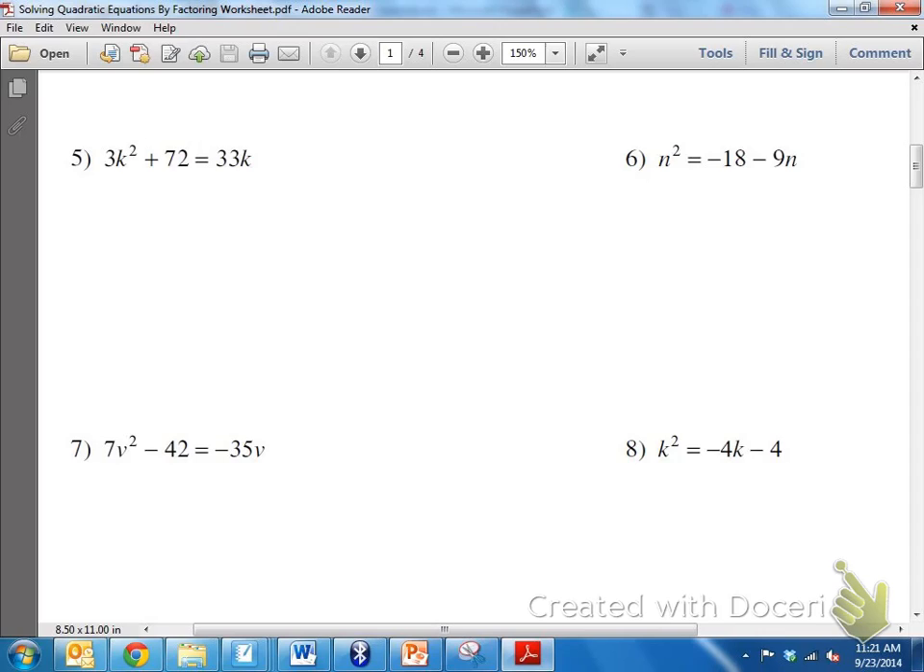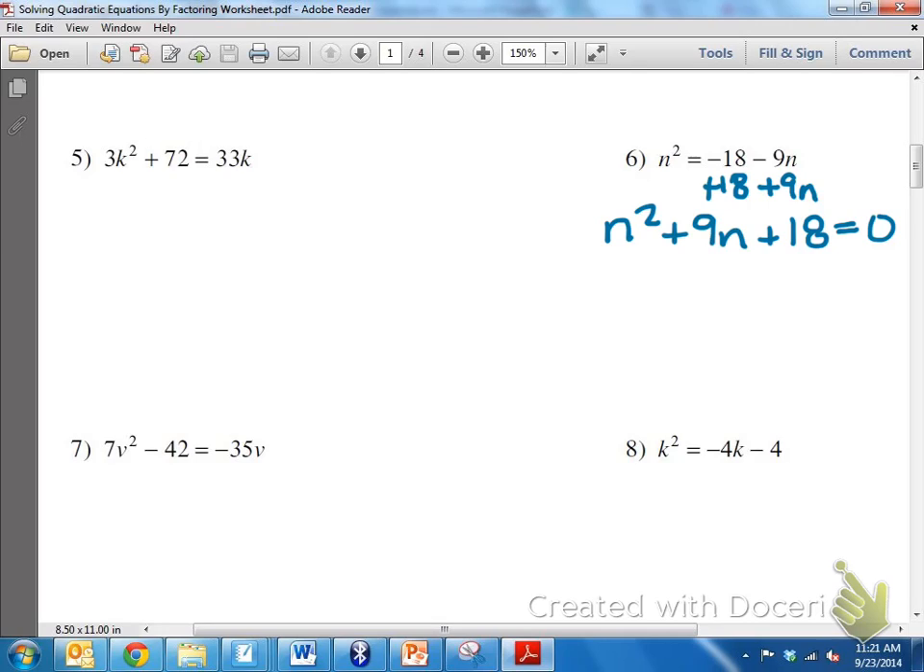So rather than moving n squared to the right, we're going to move negative 18 and negative 9n to the left. So we're going to do the opposite and add. And that will give me n squared plus 9n plus 18 equals 0. Noticing again how I put 9n first, because we always want to make sure that it's in order from biggest to least with variables, and then we put the numbers on the end.